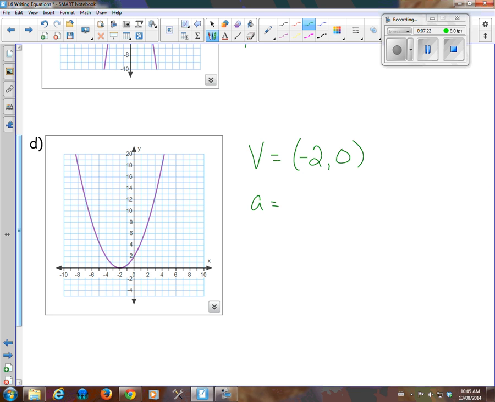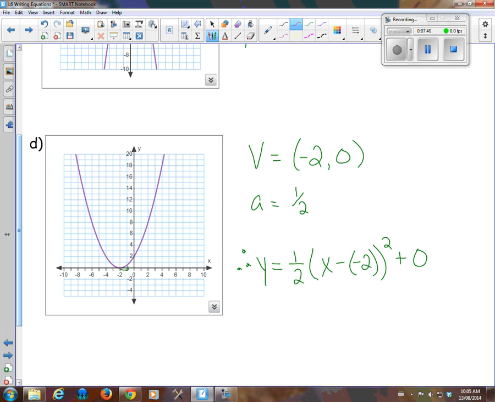My a value. Start at my vertex and go over and up. And this time, I've only gone up half a square. So my a value is a half. And it's up, so it's positive. So my equation is y equals 1/2, bracket x, take away -2, squared plus 0.